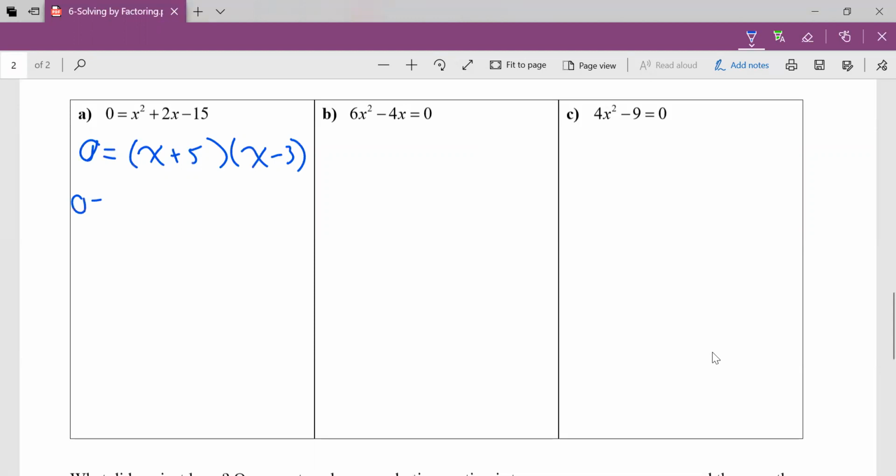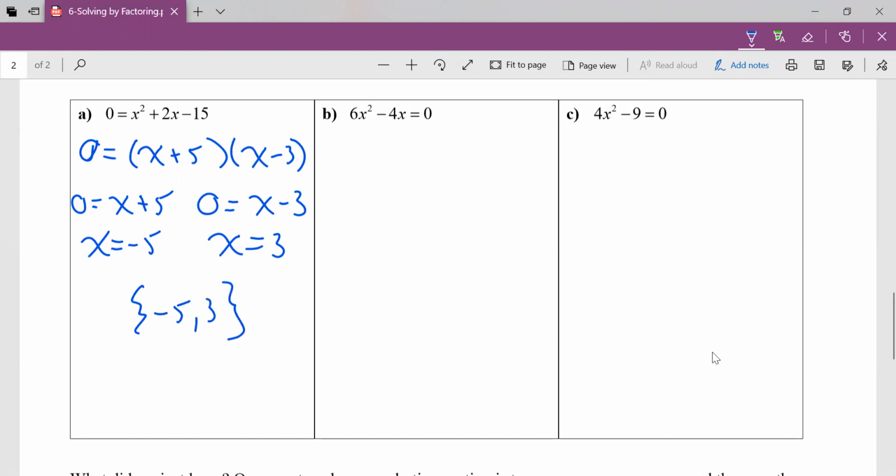So what is x from here? Well, what we have now are two mini equations. Either 0 is equal to this or 0 is equal to that, because you had two numbers, x plus 5 and x minus 3, that multiply to give you 0. So x is equal to negative 5, x is equal to 3. And if you would like, you could write that in a solution set, just like that.